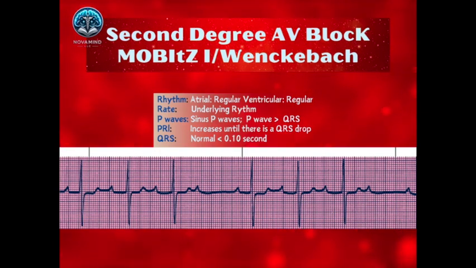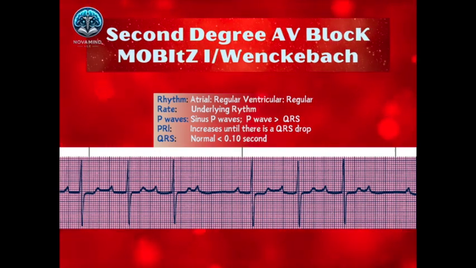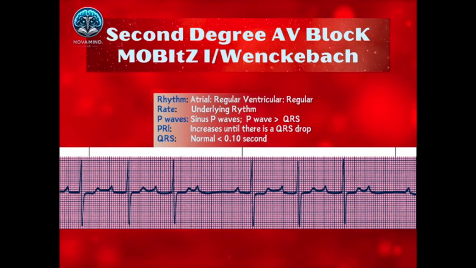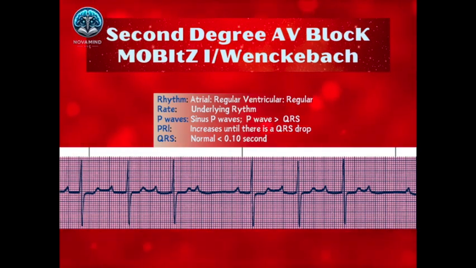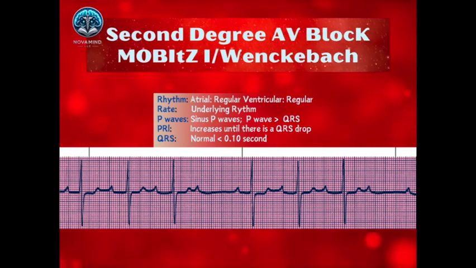The QRS complexes are typically normal in width, narrow, since conduction through the ventricle is not affected when the signal does pass through the AV node. However, after the drop beat, when the AV node fails to conduct the impulse, there will be a missing QRS complex.